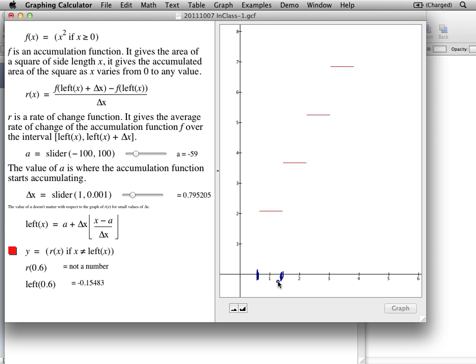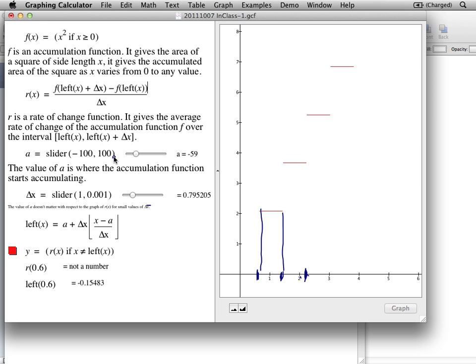It's going to push it to the right. Now, there's another delta x interval over here. If I slide A to the right a distance of delta x, what's going to happen? It's not going to look like it changed. You'll still have a delta x interval where you had one before. So, now watch. Okay, so here's our delta x interval. Now, I'm going to change A.